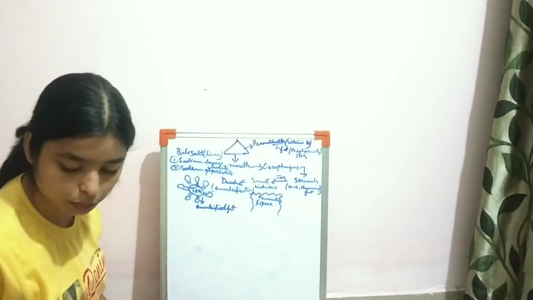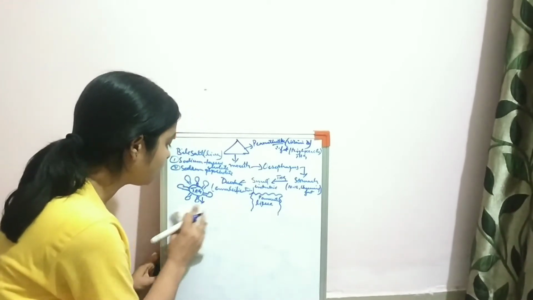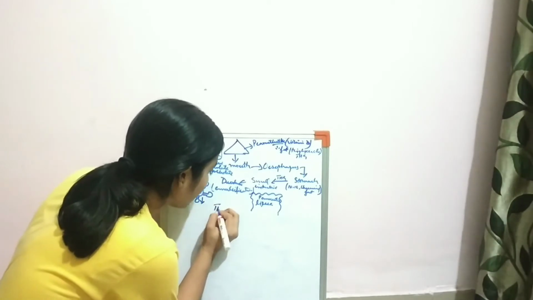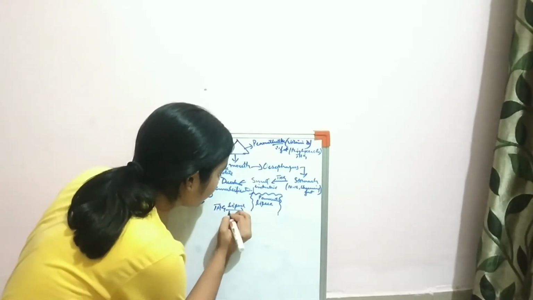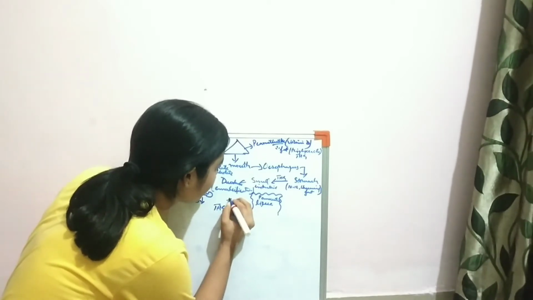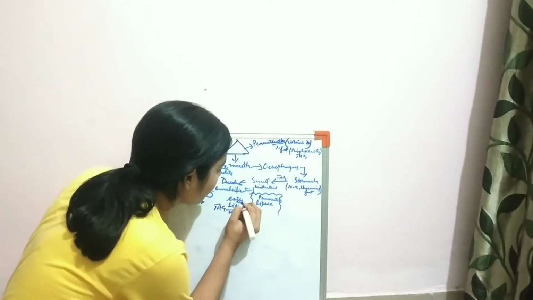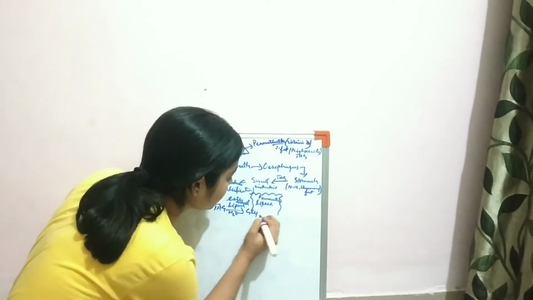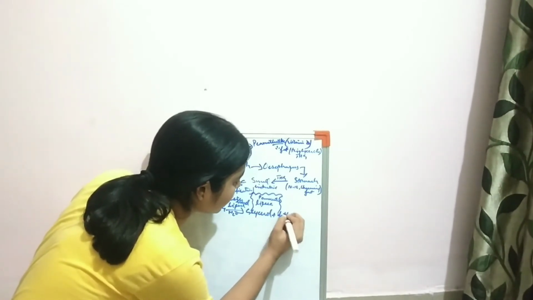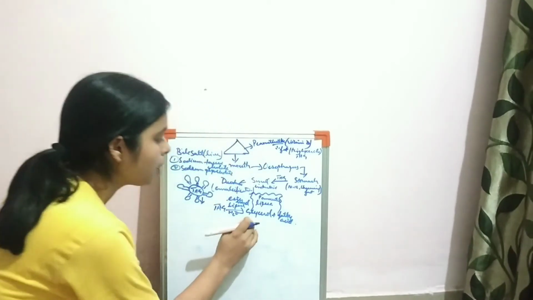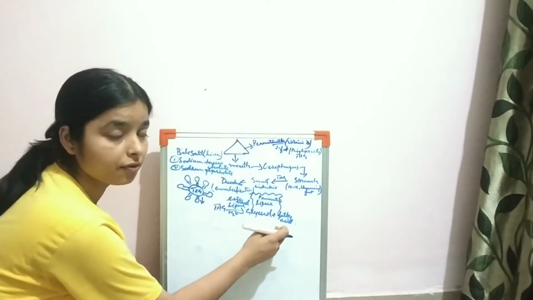Now what do they do? They act on the emulsified fat. The lipase converts the TAG with the help of water, or you can say it breaks the ester bond of the triglyceride and converts it into the final end products, that is glycerol as well as free fatty acids. Okay, it's converted into glycerol as well as free fatty acids.